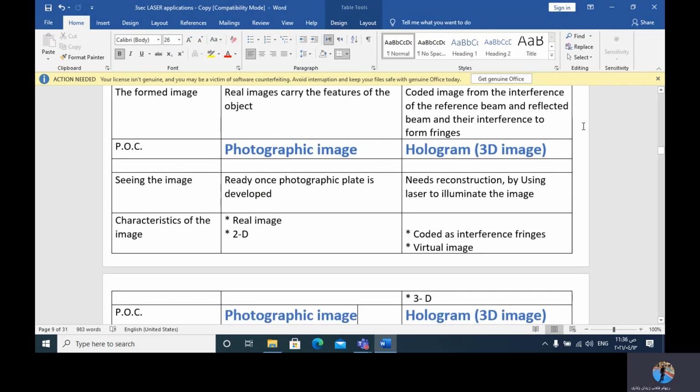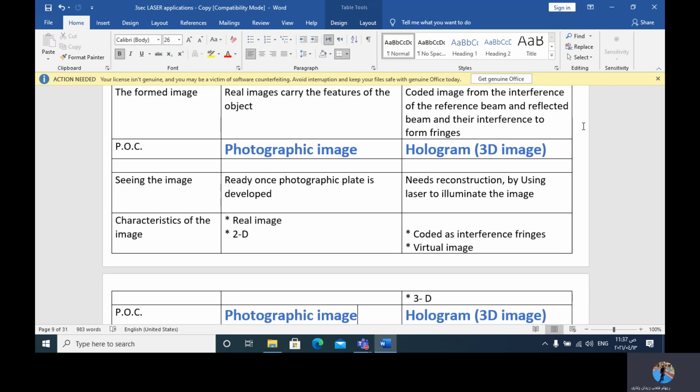Next, we have seeing the image. How do we see the image after knowing how the image is constructed using the normal photographic image and the hologram? We need to understand now how to see the image after it is formed. Now, in photographic image, the only thing I need to do is just develop the photographic plate and it is ready. I can see it at any time.